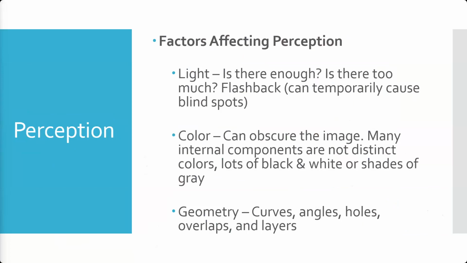It can also be hard to discern two different things that are next to each other but happen to be the same color. Am I looking at a turbine blade or am I looking at a turbine nozzle? Am I looking at a fan or a compressor blade or a compressor stator, right? And then geometry, curves, angles, holes, overlaps, and layers, those can be distorted by it.